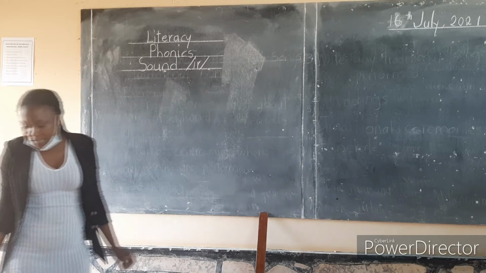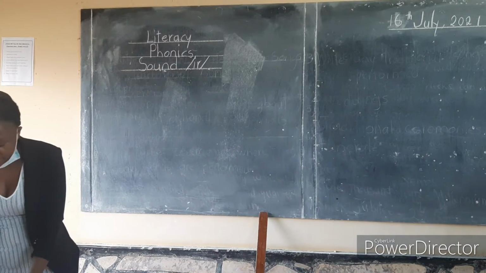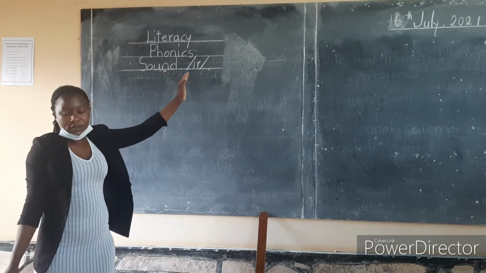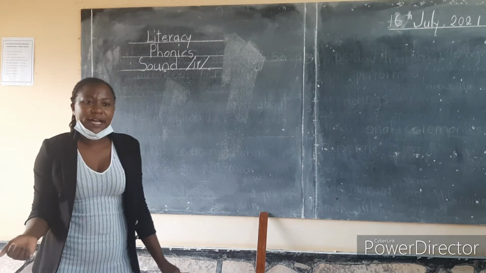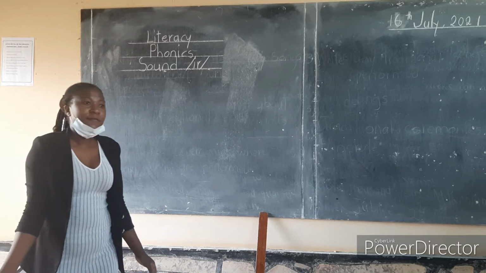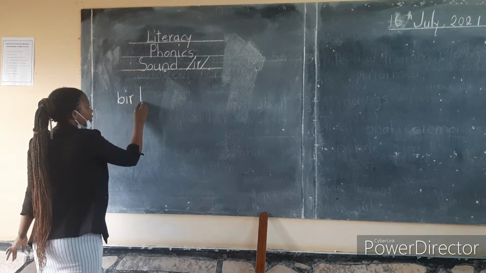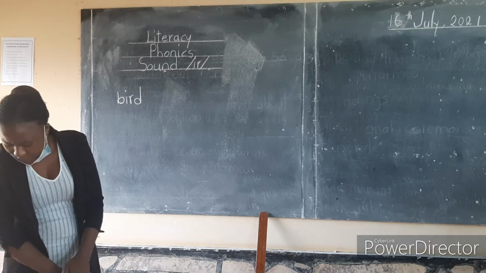So now we have the words here. You help me. You list down the words that have got sound D. So I have feathers. I fly in the sky. What am I? Very good. I am a bird.